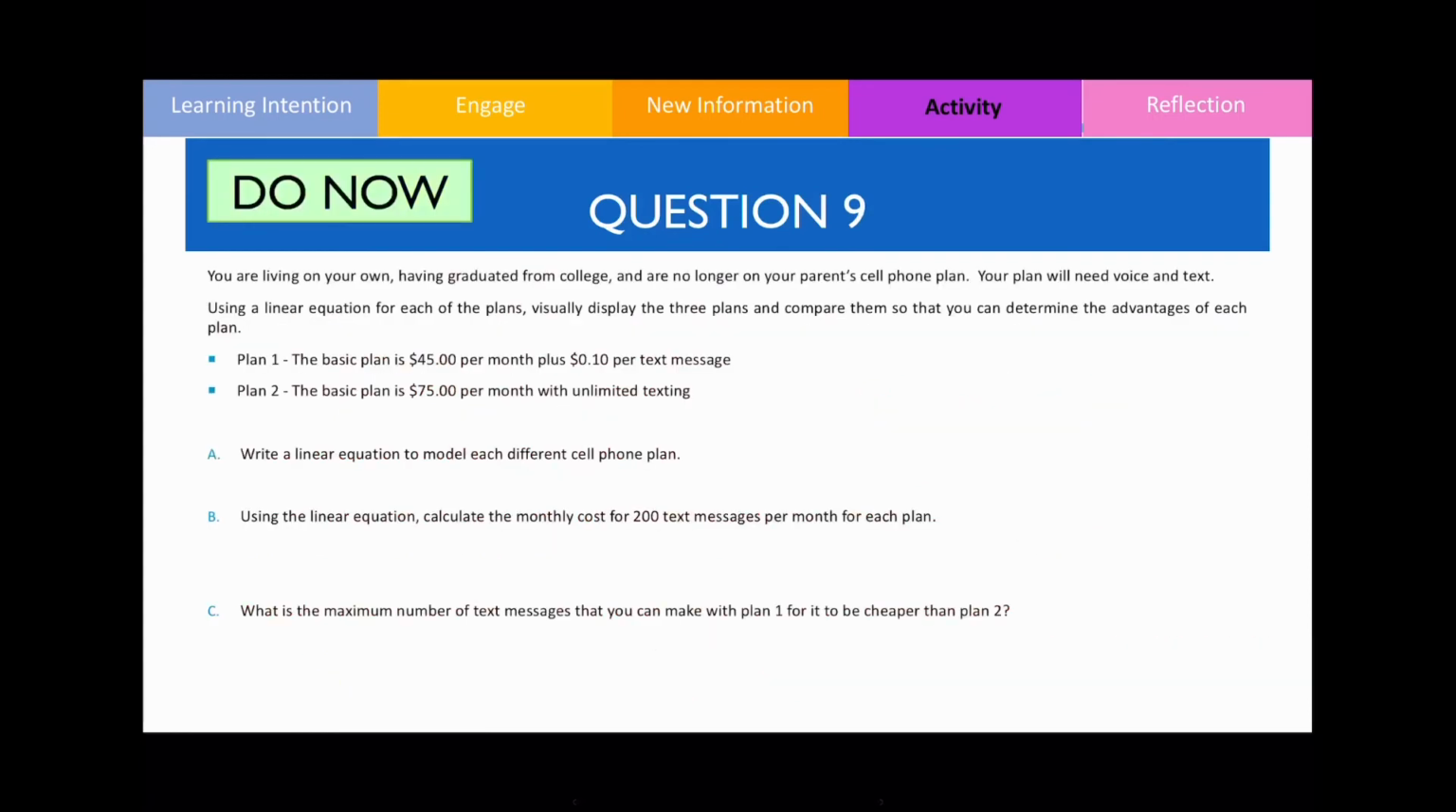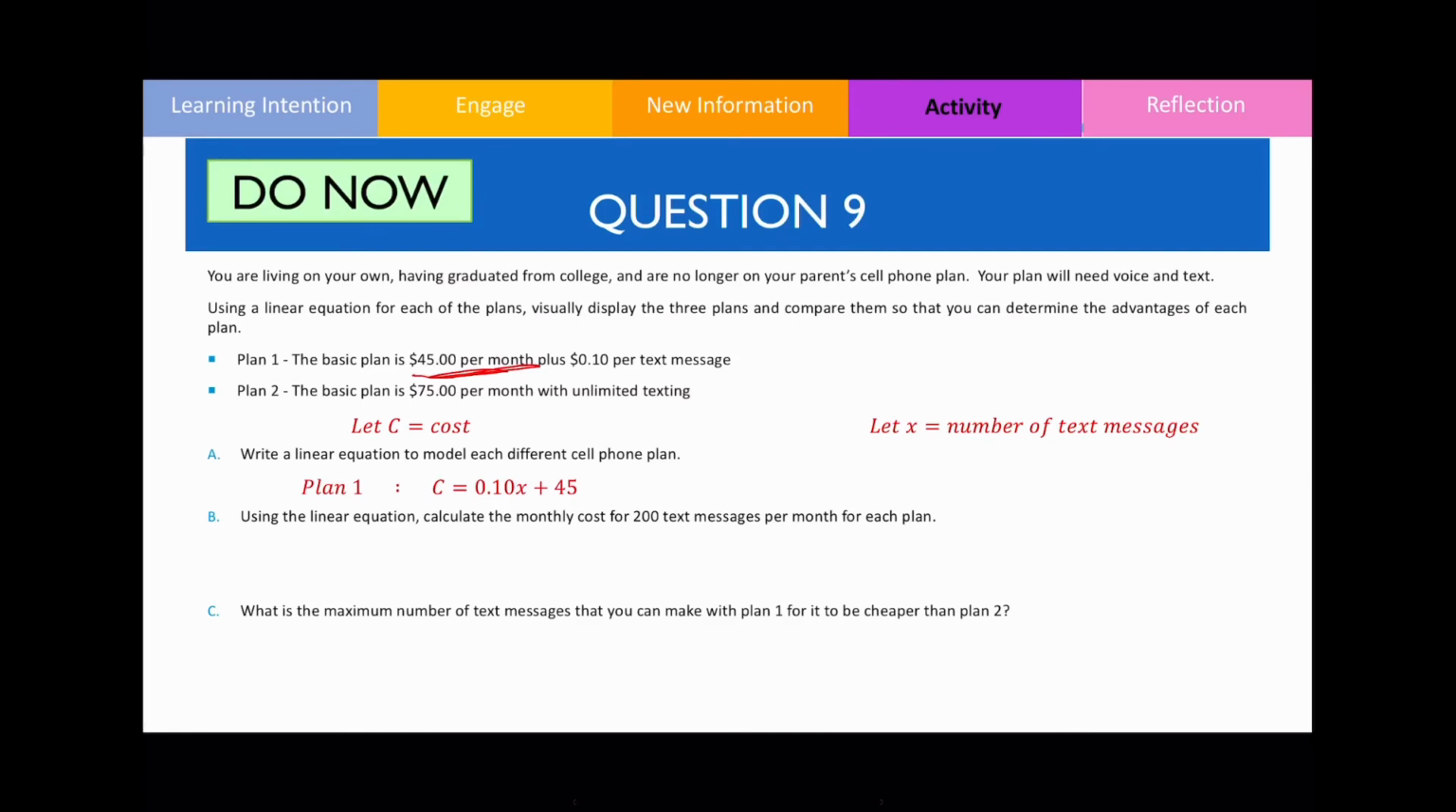For question 9 over here, this is a bit more of a complex example. What you need to do is first you need to write an equation for each of these phone plans over here. So for the very first one, it will cost a base rate, initial amount of $45 plus an extra 10 cents for each text message you make. So therefore, our equation is going to be for the first one, C is equal to 0.10x plus 45.